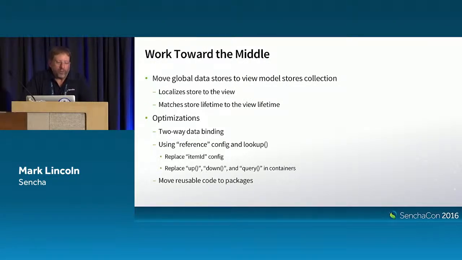Finally, we want to look at our data stores. Now, largely the structure of your models has not changed a lot. There are some differences in things like associations. But essentially, model classes are about the same. So you might be able to use your models as is. Stores, however, we might want to move. We have an opportunity in migrating from 4 to 6 to move some global stores into the view model. The view model has a stores collection, and we can define our stores within the view model.